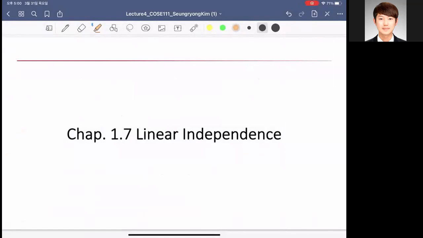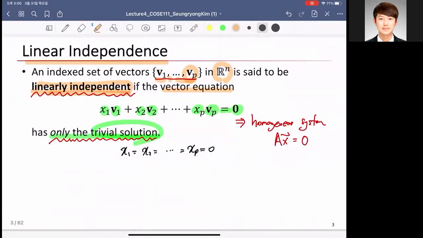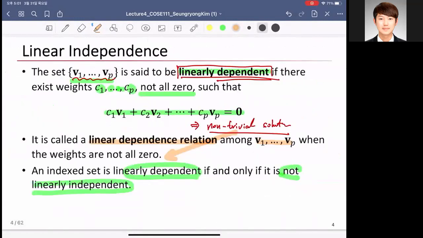Chapter 1.7 was linear independence. We discussed the concept of linear independence, right? If the vector equation has only the trivial solution, we say that the set of vectors is linearly independent. Otherwise, if there is a non-zero solution, we call it linearly dependent. In this case, the vector equation is called a linear dependence relationship.